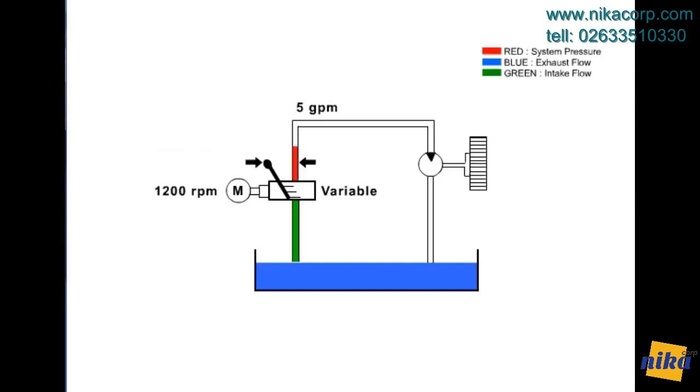If the pump produces 5 gallons per minute flow with 1200 RPMs at maximum displacement, the GPM can be varied by moving the swash plate into the upright position, or de-stroking the pump. This will vary flow from 5 to 0 gallons per minute.